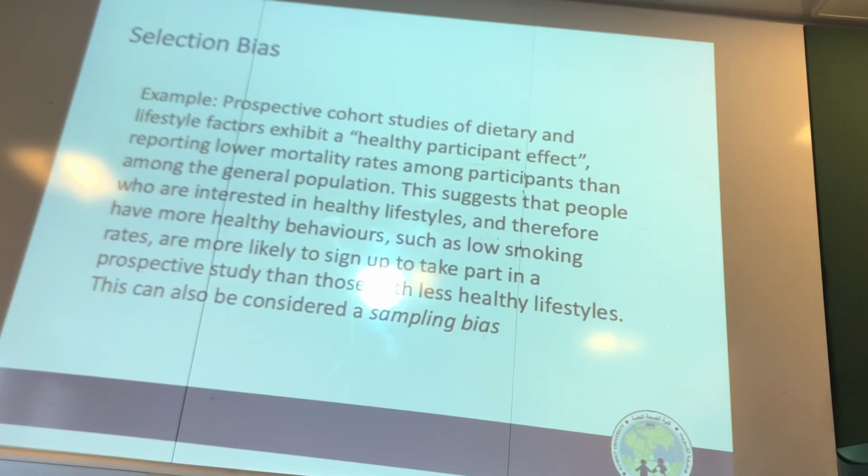Selection bias in a prospective cohort, and one of the most important examples of selection bias is the healthy worker effect. So a prospective cohort study of dietary and lifestyle factors may exhibit a healthy participant effect, reporting lower mortality rates among participants than among the general population. This suggests that people who are interested in a healthy lifestyle, and therefore have more healthy behaviors such as low smoking rates, are more likely to sign up for this study. So they are passionate, they heard that there is a study, and they sign themselves up. So that's because they are more likely like this, okay?